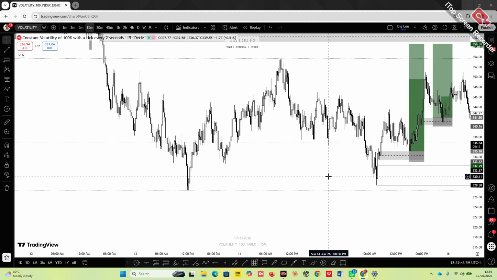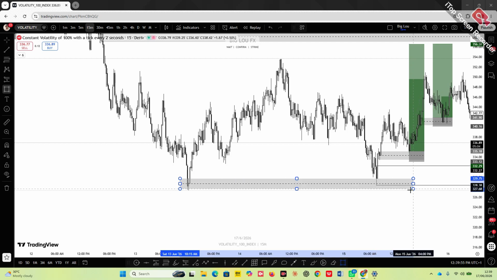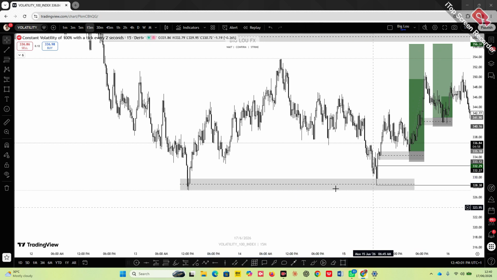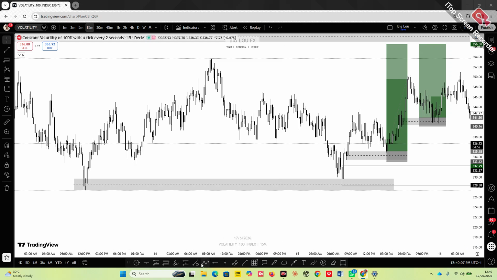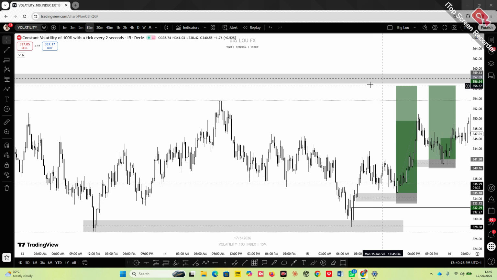So what did I do? I saw that price has mitigated this demand here. You could see that price mitigated that demand somewhere here and it rejected. That goes to show that this demand is going to hold, because look at the reaction it made on this demand. Let me mark it. So we are bearish: sold, bought, sold, bought, got into the demand and then took the high, cleared the high. You understand? So this is a confirmation that we are going to buy. We are going to buy at least to equilibrium.